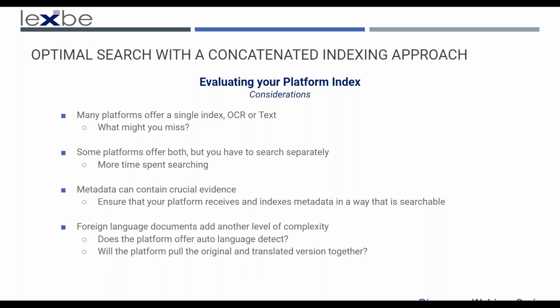And then finally, the foreign language documents. Can your platform offer the auto language detect? Will it be able to do what we just looked at a couple slides ago, where we're searching for both the Spanish version of a word and/or the English version of a word and returning the same document? And when it's time to view and especially produce your documents, will your platform pull the original and the translated version together in a way that is easily producible and reviewable?